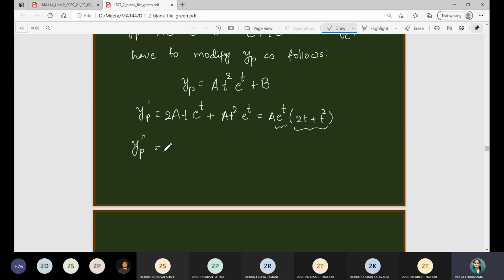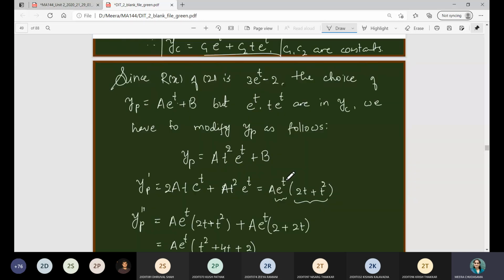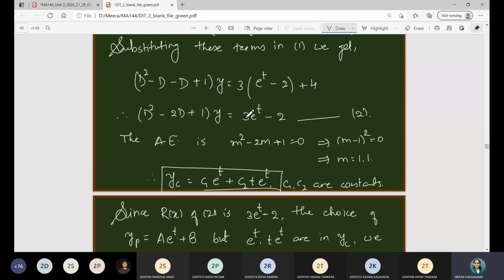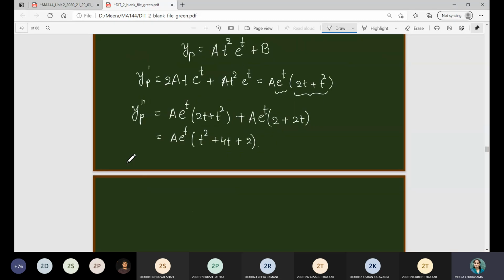Okay. So yp double dash means now a as it is. E raised to t derivative is e raised to t into bracket as it is, that is 2t plus t square, plus a into e raised to t as it is, and derivative of the bracket, that is 2 plus 2t. So simplifying it, you can see that t square is the only such quantity, then 2t and 2t, so plus 4t, plus the constant quantity is just 2. So this is what yp double dash is. So let us substitute all these values in the equation 2.